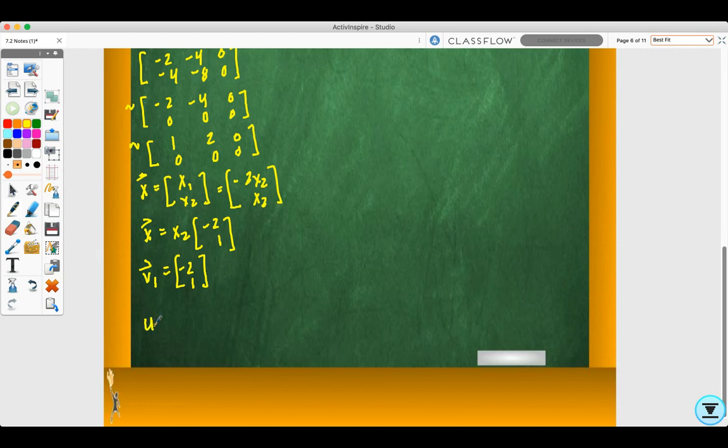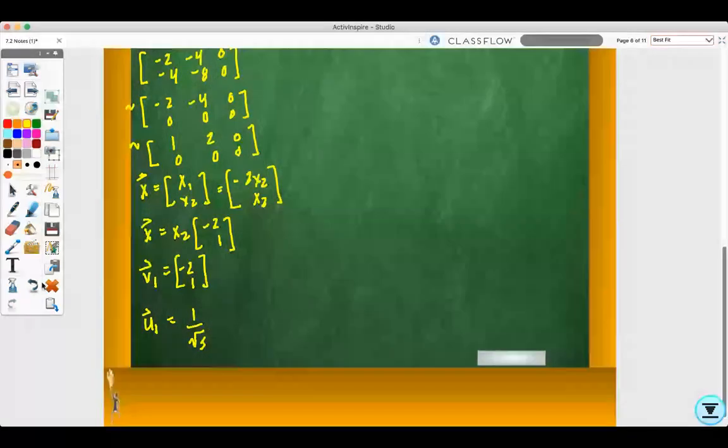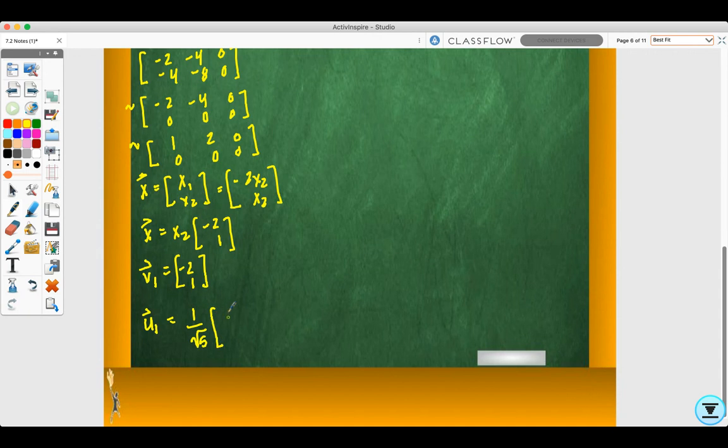And when you do, we're just going to do it here. We get u1, which is 1 over the square root of 5 times (-2, 1), which equals (-2 over the square root of 5, 1 over the square root of 5).